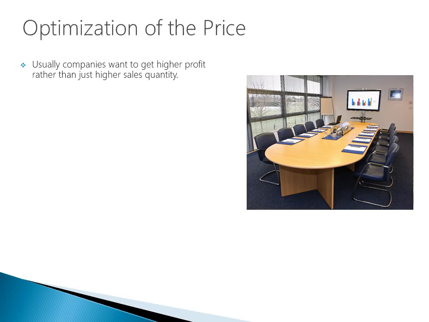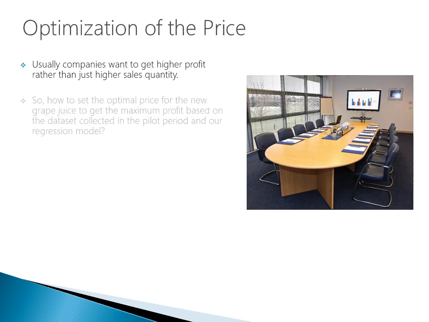Usually, companies want to get higher profit than just higher sales quantity. So the question is, how do we set the optimal price for new grape juice to get the maximum profit based on our data set in our pilot period and our regression model? How do we draw from this regression analysis to optimize the price?